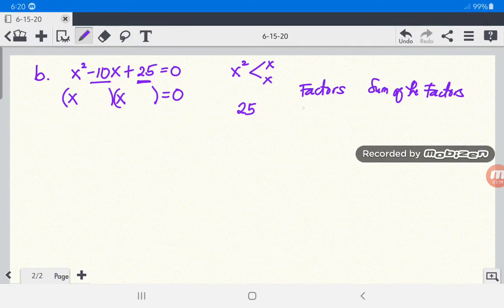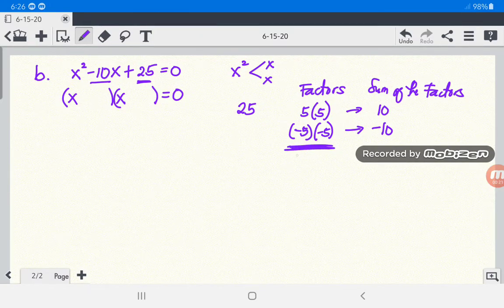Okay, 25, let's say positive 25. Let's say we have 5 times 5. So that is 25. If you add them, the sum is positive 10, which is not the middle term. So how about if the factors are negative 5 and negative 5? Negative 5 times negative 5 is positive 25. Now, if you get the sum of that, the result is negative 10.